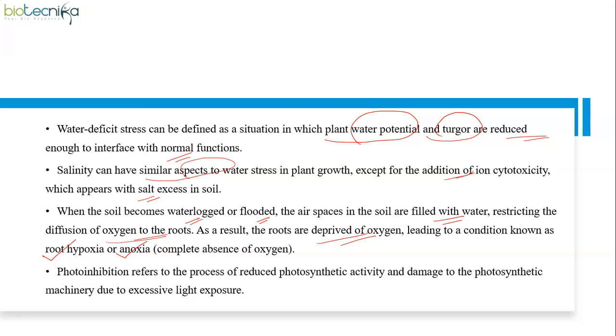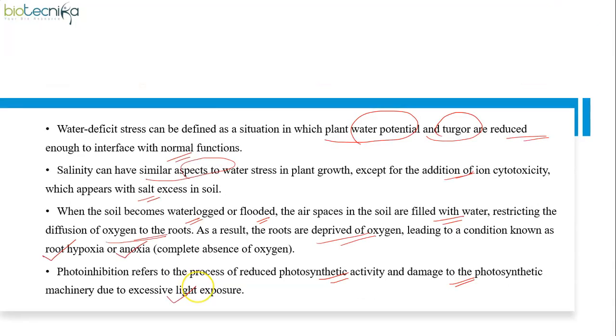Then photoinhibition refers to the reduced photosynthetic activity and damage to the photosynthetic machinery due to excessive light exposure. Of course, light is required to carry out photosynthesis, but if there is a high light intensity, it can result in damage of the photosynthetic machinery. So that will affect the process as well.